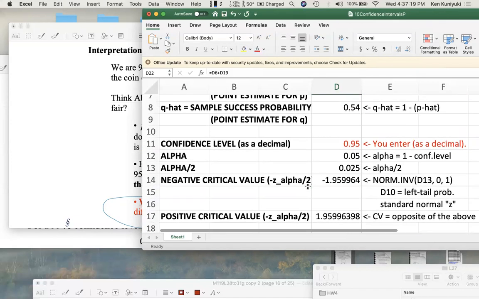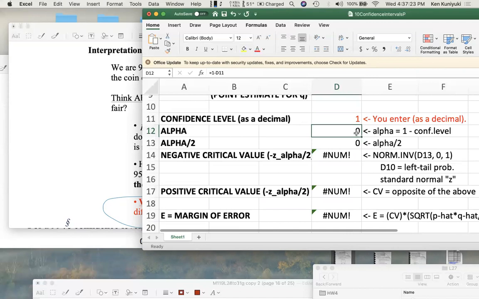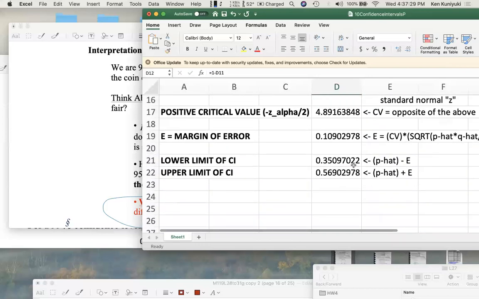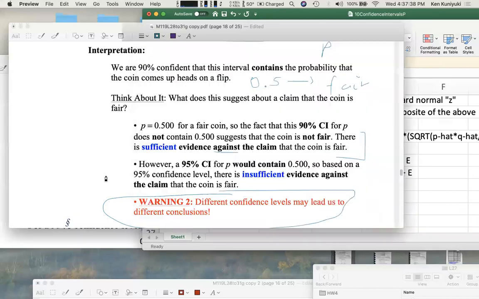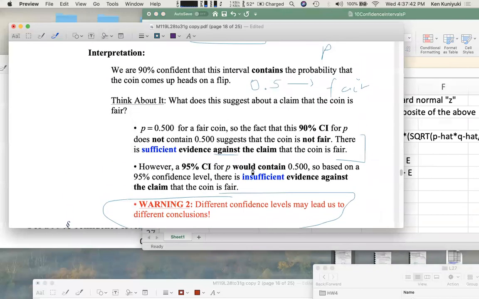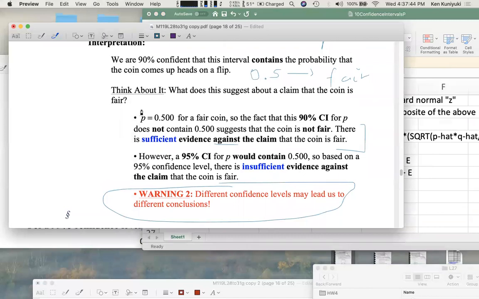What if we did 100% confidence? I was not even going to try. What if we did like 0.99999? Pretty wide. 35% to 57%. I'm surprised it's not even wider, but yeah. All right. Anyway, that's our key example with some interpretations and kind of theorizing.